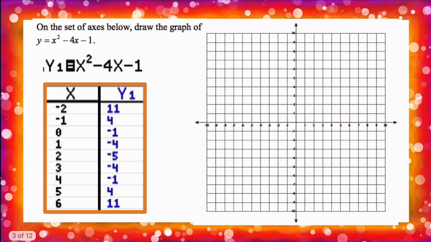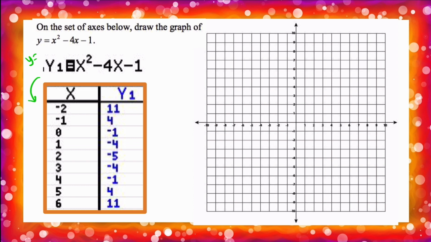So let's look at our first one. On the set of axes below, that's these things, draw the graph of x squared minus 4x minus 1. If you had your graphing calculator, you would hit the y equals button. You would hit second graph to get the table, and then you'd start plotting points. The first point that I see is -2, 11.